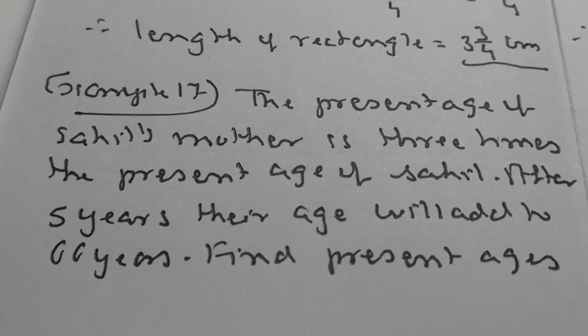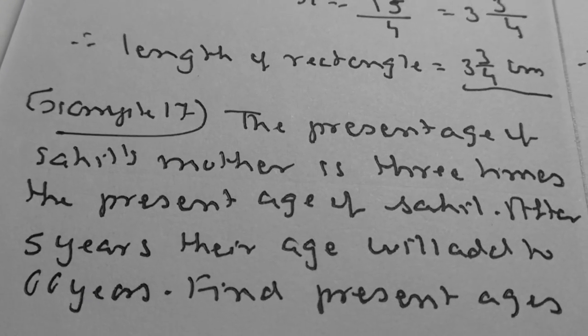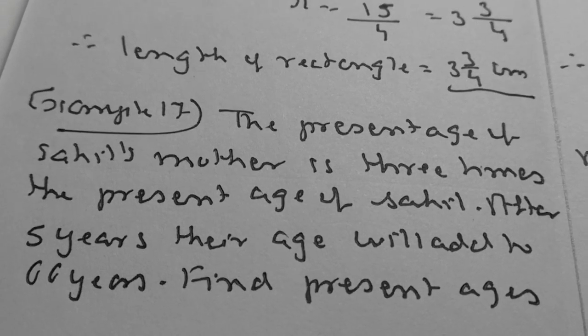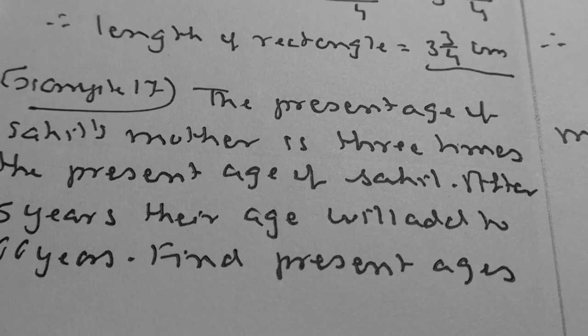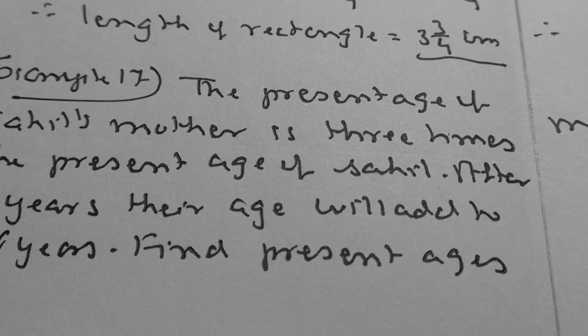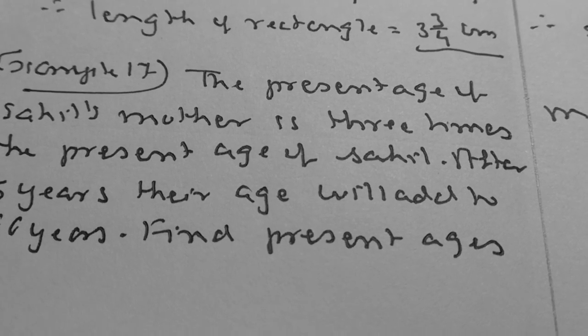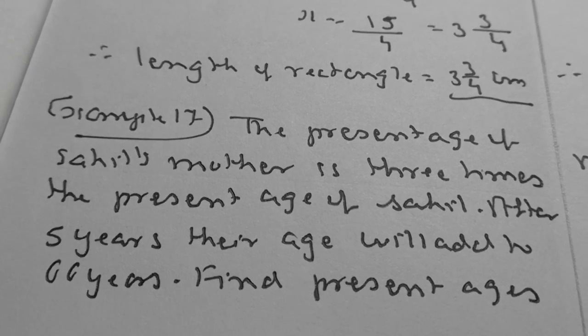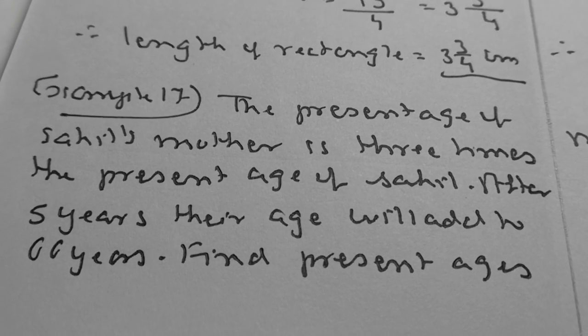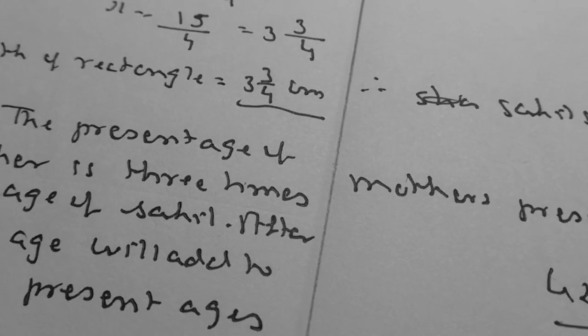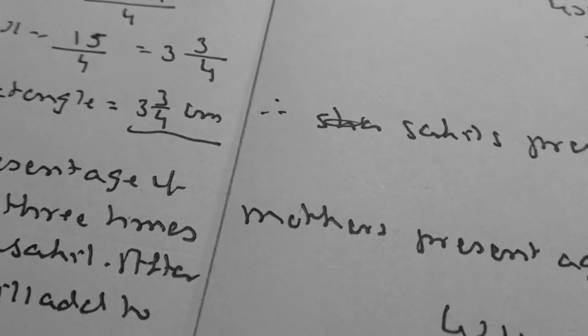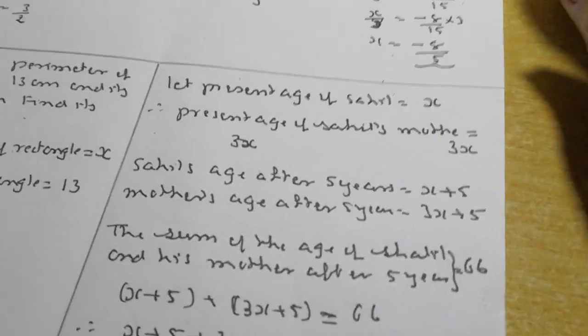Now the present age of Sahil's mother is 3 times the present age of Sahil. Understand, Sahil's mother's age is given as 3 times Sahil's. That means Sahil's mother's age is given, but Sahil's age is not given. So you are going to assume Sahil's age as x. After 5 years the sum of their ages will be 66 years. That means after 5 years the sum of Sahil's age and Sahil's mother's age will be 66 years.